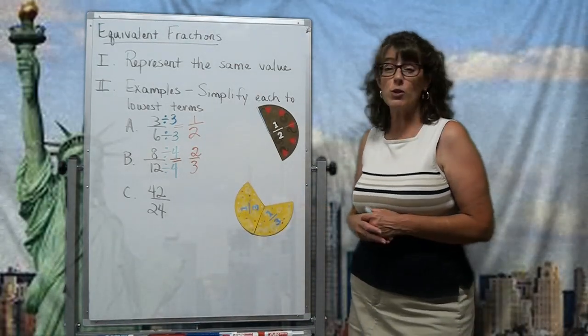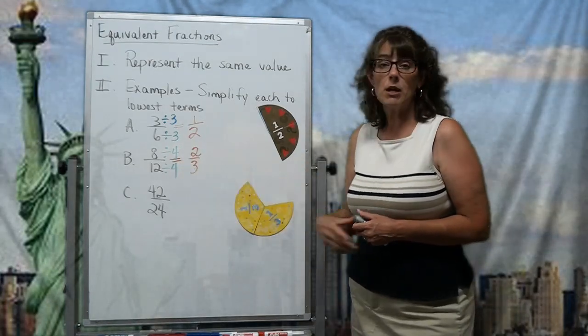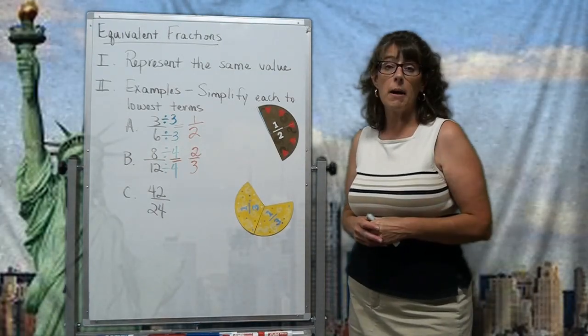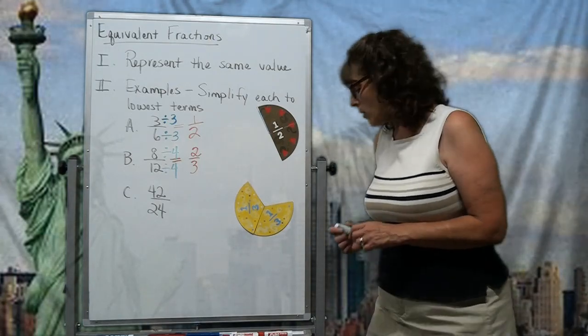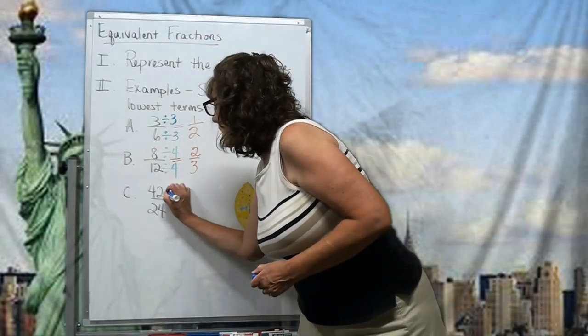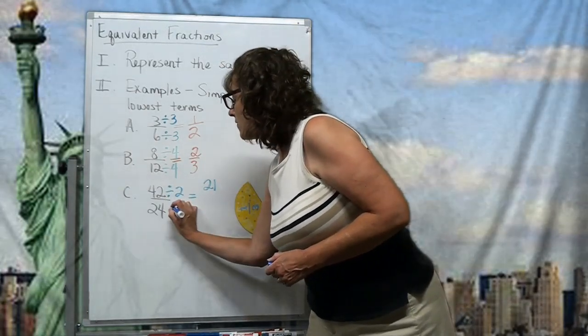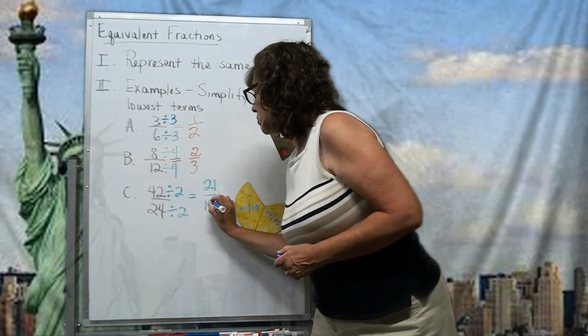and I don't have pie pieces that represent 24. So we're just going to go with our rule. The rule said let's divide numerator and denominator by the very same number. Well, what would I divide 42 and 24 by? My first thought is let's divide them both by 2. So I'm going to go ahead and give that a shot, and I'm going to divide my numerator by 2 to get a 21. I'm going to divide my denominator by 2 to get a 12.